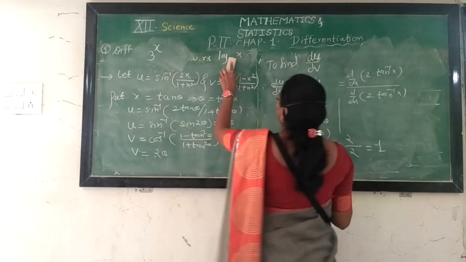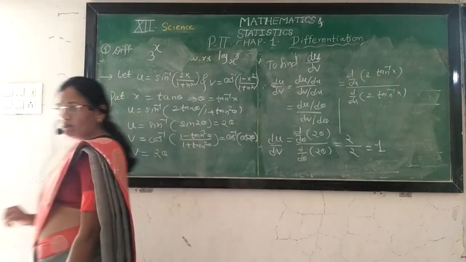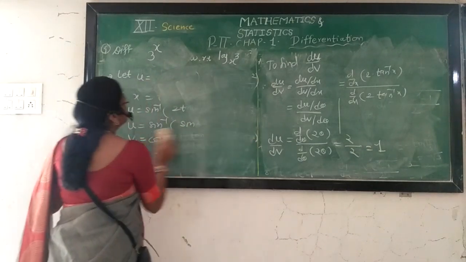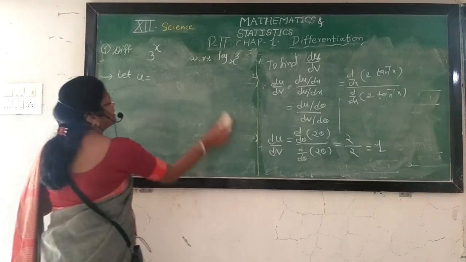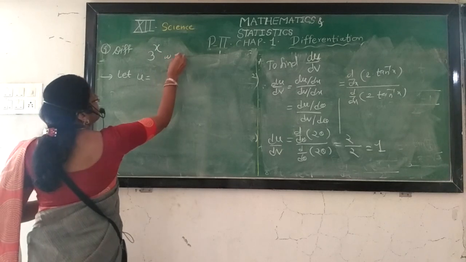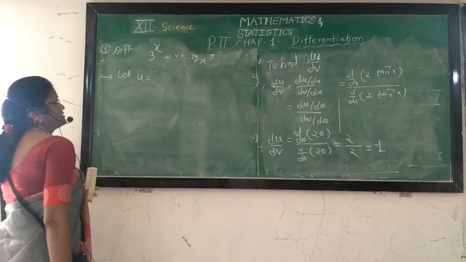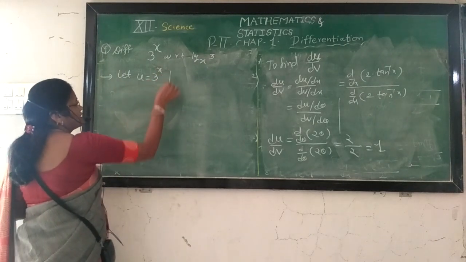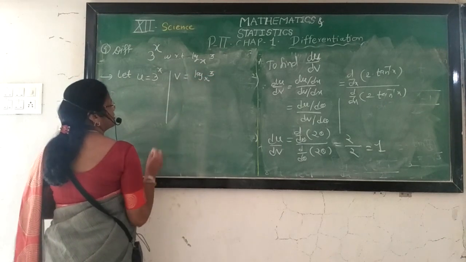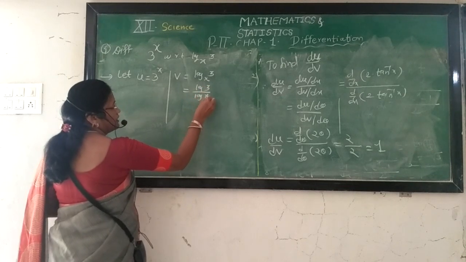Sorry, log of 3 to the base x. Now in this case, again we take u as the exponential function and v as the logarithmic function. Differentiate 3 raised to x with respect to log of 3 to the base x. So let u be equal to 3 raised to x and v be equal to log of 3 to the base x, which simplifies to log 3 upon log x.